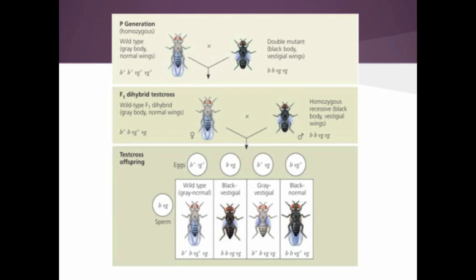The experiment consisted of gathering a wild-type fly with gray body and normal wings and a double mutant with black body and vestigial wings. The result was an F1 dihybrid, a wild-type dihybrid with gray body and normal wings, which was then test crossed with a homozygous recessive black body and vestigial wings. The results were wild-type gray normal, black vestigial, gray vestigial, and black normal.